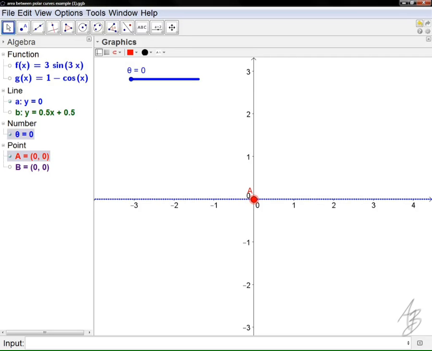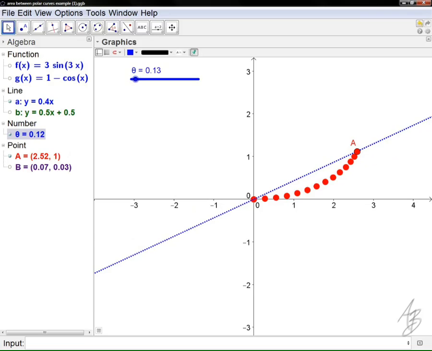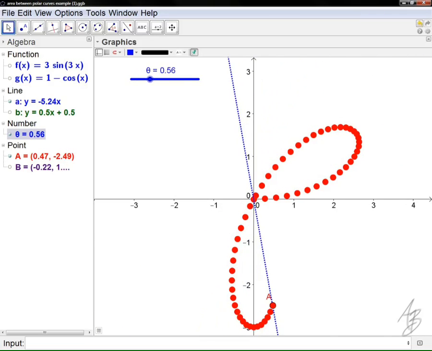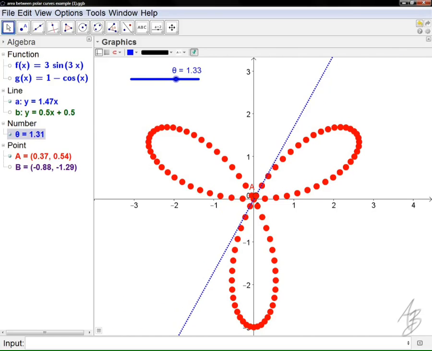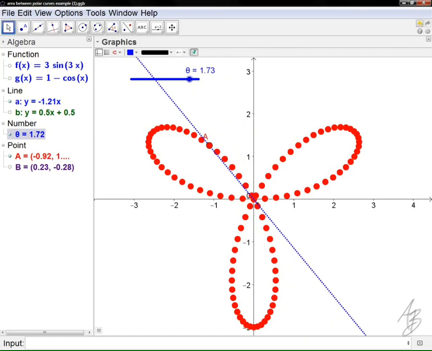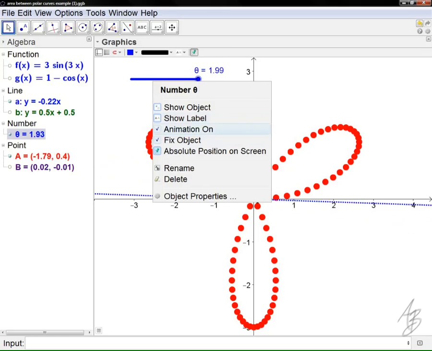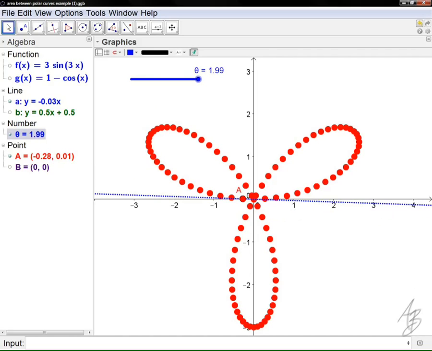If we look at what this function is going to look like, it's going to be a 3-petaled rose, kind of like in our previous example. We want to find the area enclosed by one petal. So to find the area enclosed by one petal, the first thing we're going to have to do is figure out what theta values are going to be our starting and ending values.